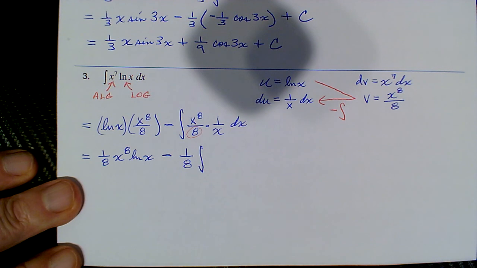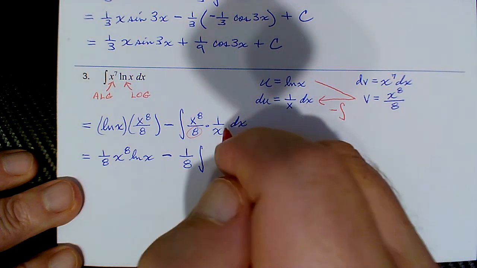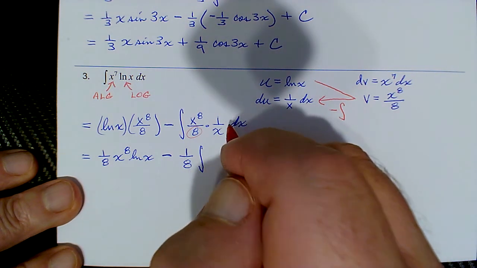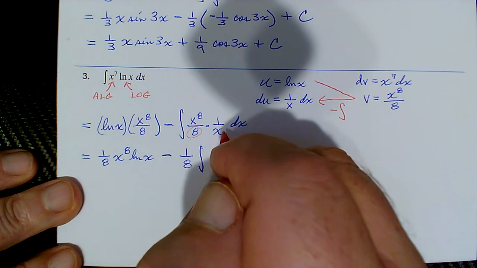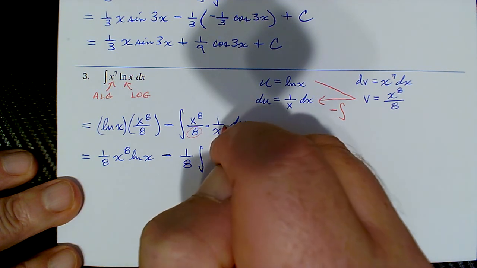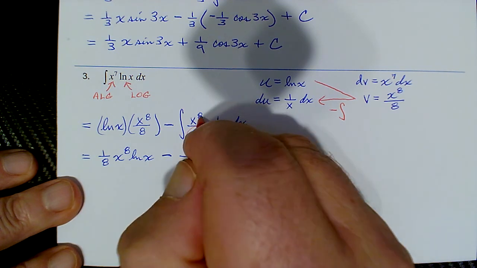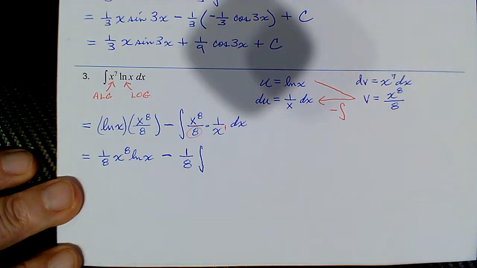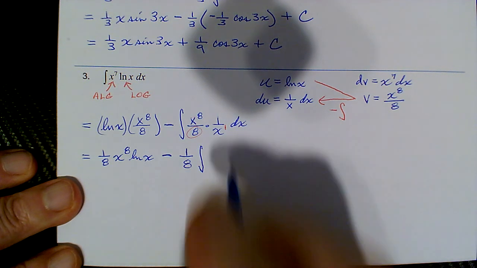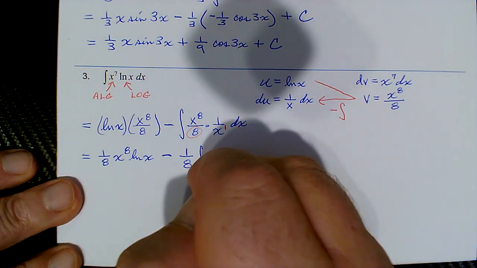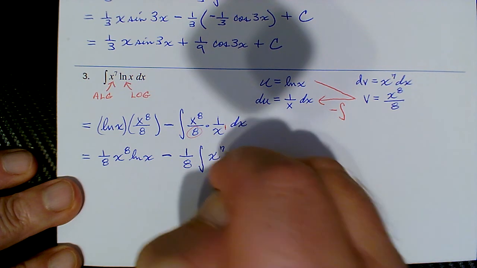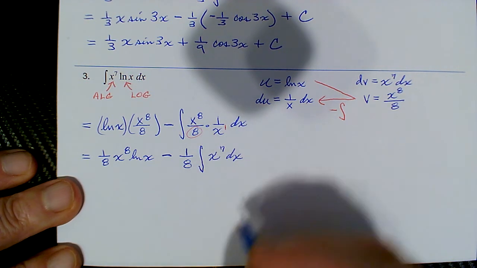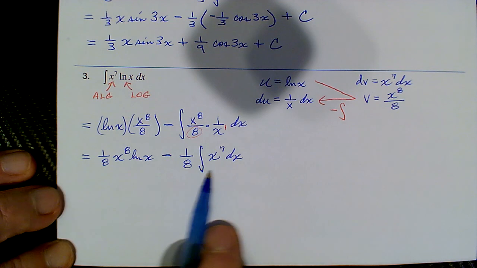And here's something very important. Don't make this harder than it is. It's just a basic algebraic simplification. That is, we have 8 factors of x in the numerator of this fraction, and 1 factor of x in the denominator of this fraction. So we just simply cancel the 1 factor of x, and we're left with x to the 7th. So don't make that harder than it is.